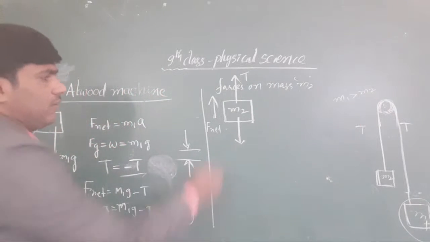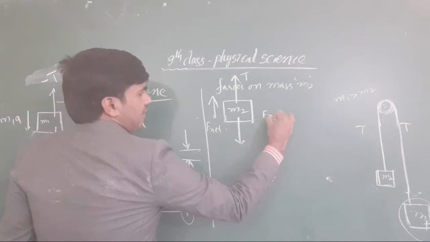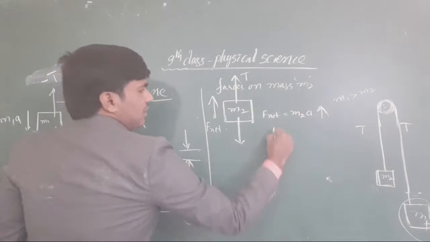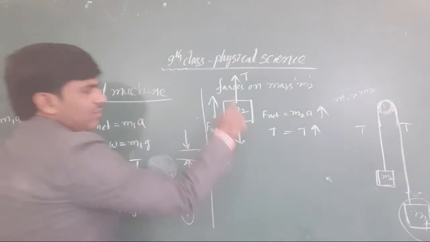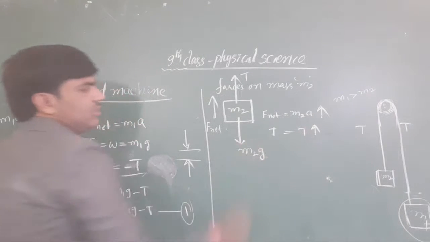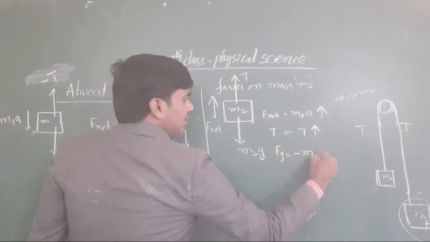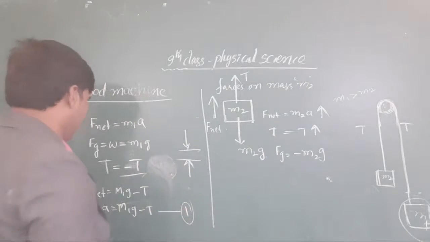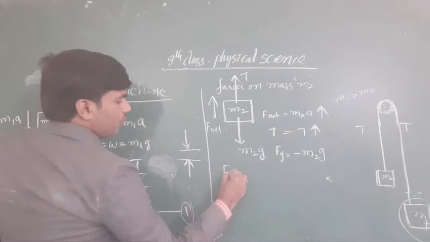Here what are we taking? Here F net is taken as m2a in this direction. And the tension is also in this direction only. And the next one, one more force is working, that is only weight, that is m2g. But it is opposite in direction. Fg is equal to minus m2g. Okay, combining all three, what will we get? We get F net is equal to.